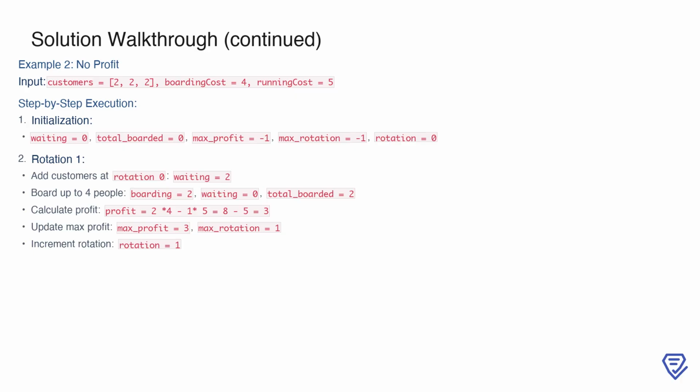In this example, we focus on a case where the profit is relatively small due to lower boarding costs and higher running costs. The input consists of 3 customer groups, each with 2 customers, a boarding cost of 4, and a running cost of 5. Initially, all variables are reset to 0.